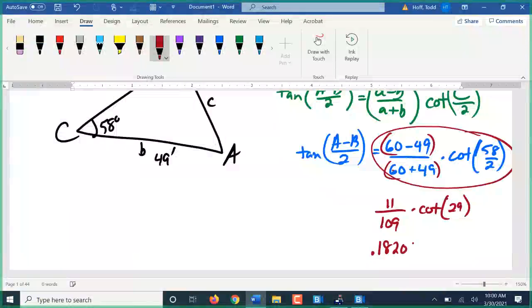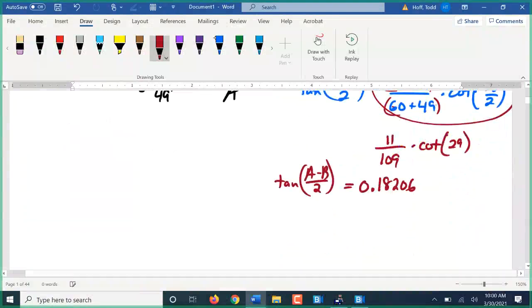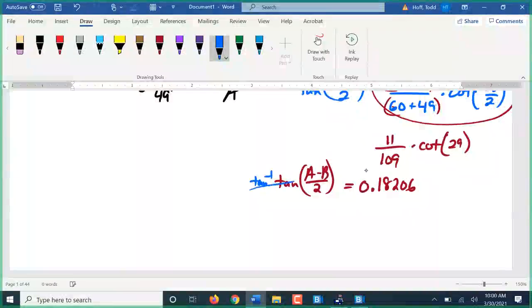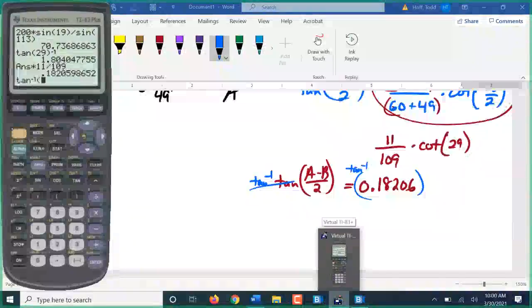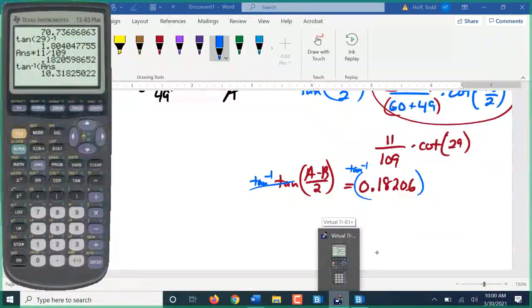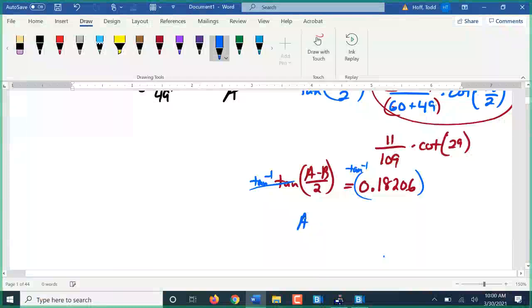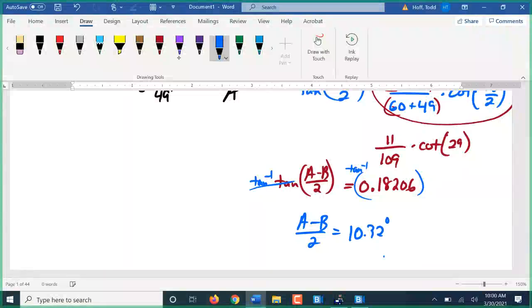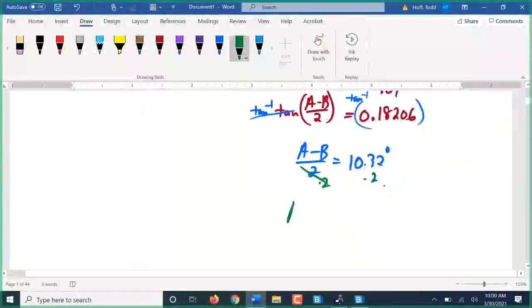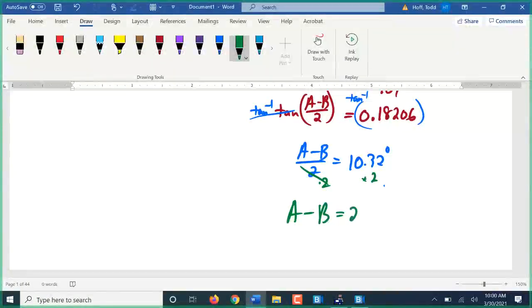That is equal to the tangent of a minus b over 2. I'm going to do an inverse tangent to both sides now to get rid of this tangent here. So inverse tangent, second tangent of that previous answer, gives me 10.32 degrees. A minus b over 2 is 10.32 degrees. And now I can multiply by 2 to get rid of that dividing by 2. So I get a minus b equals 10.32 times 2, so 20.64.